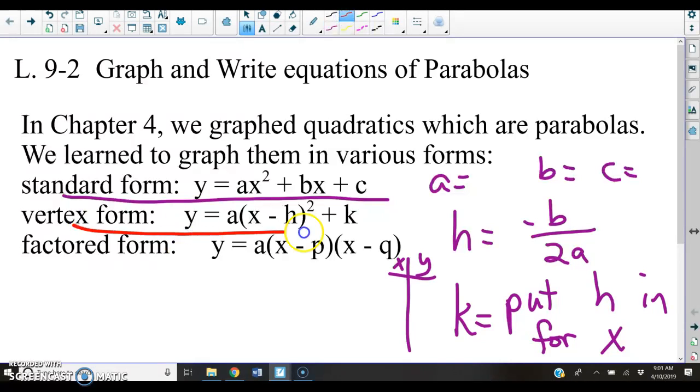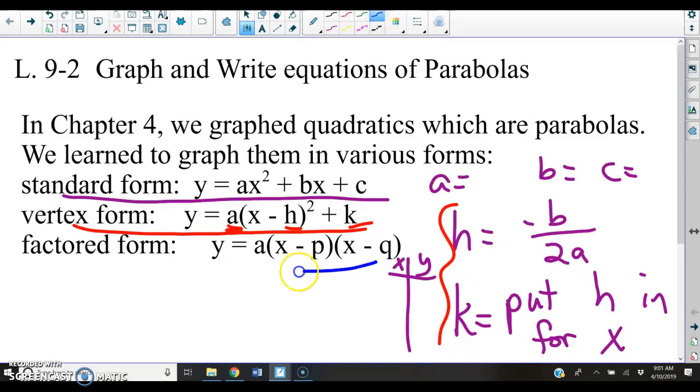I prefer the vertex form. To me, I'd save all this work. I can find my vertex, plot the point, and then take a look at what A does to my steps to the right and or to the left. So there's your vertex form.